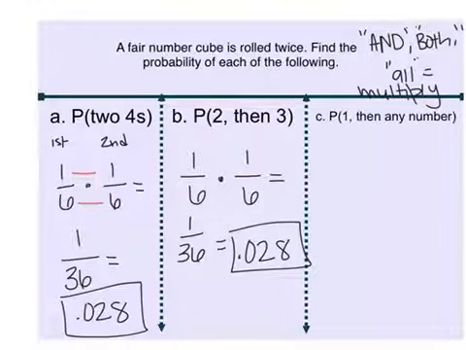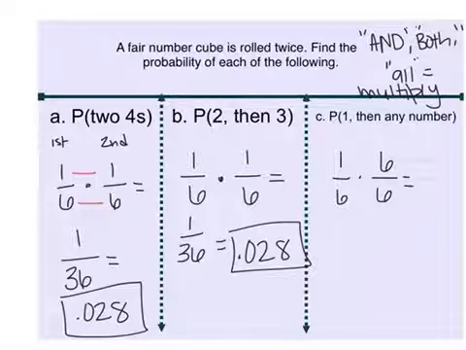Last example here, I want to get a probability of a 1 and then any other number. So we're still rolling this dice twice. Probability that the first time I roll it is a 1 is 1 out of 6. And then the second time I roll it, I can get any number and I'll be happy. So there are 6 numbers and I can get any of them. So it would be 6 out of 6.